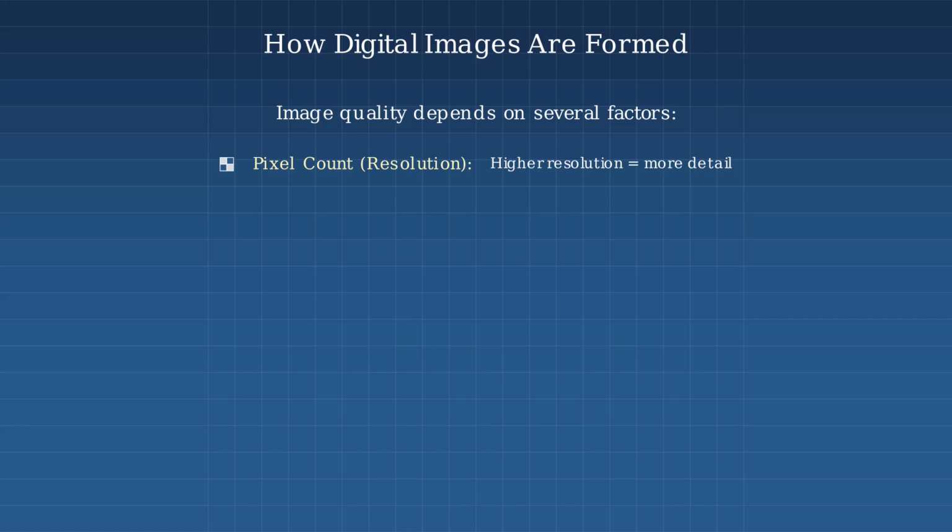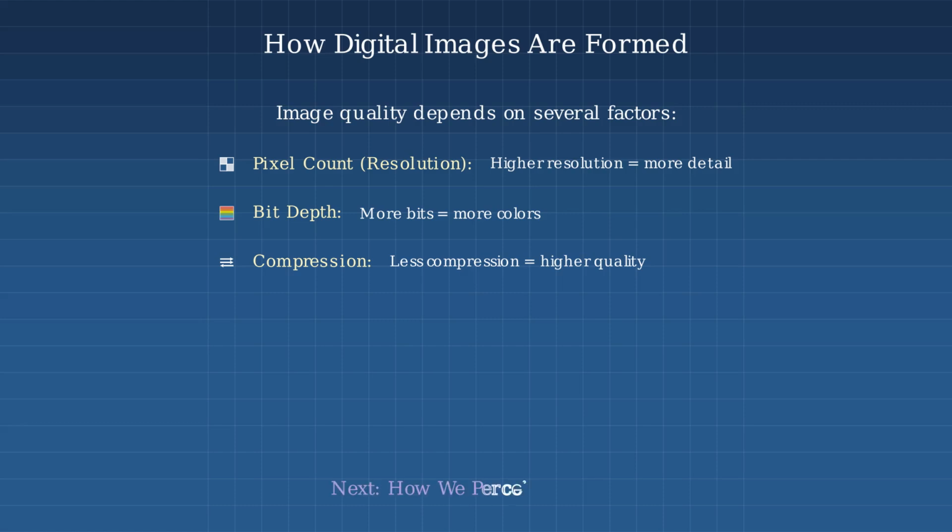First, pixel count or resolution. More pixels generally mean more detail. Second, bit depth, which determines how many colors can be represented. Higher bit depth allows for more subtle color variations. Finally, compression, which affects how the image data is stored. Less compression preserves more detail but results in larger file sizes.